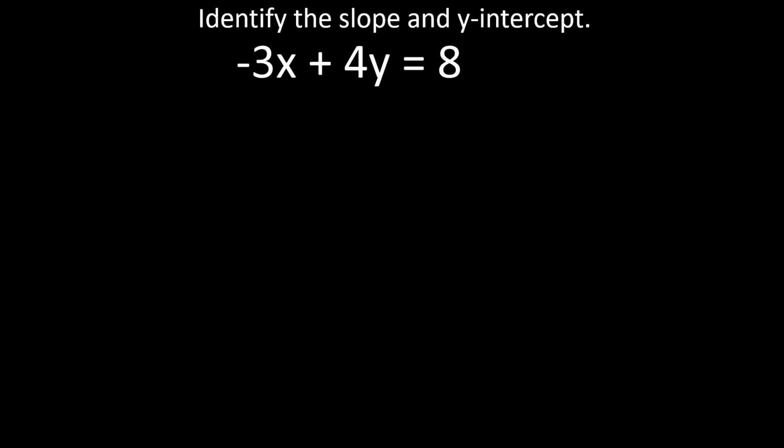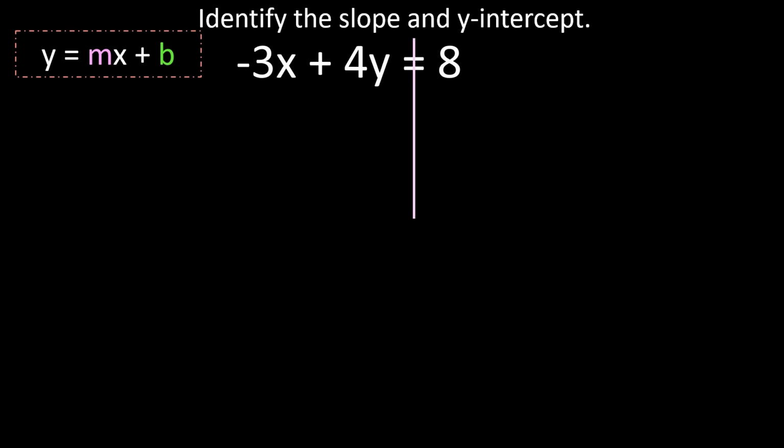In this example, I have negative 3x plus 4y equals 8, and I want to identify the slope and y-intercept of this equation. So the first thing I'm going to need to do is get this equation into the slope-intercept form. So I need it to be in the format y equals mx plus b in order to identify the slope and y-intercept. So I'm going to work with this just like I would any other equation. Whatever I do on the left-hand side, I'm going to need to do on the right-hand side because I need to keep them both balanced.